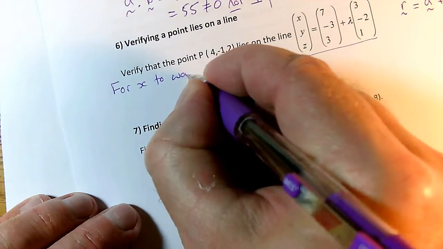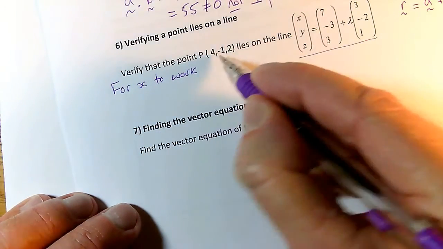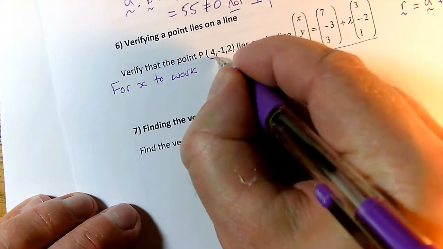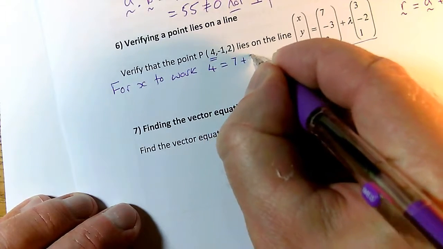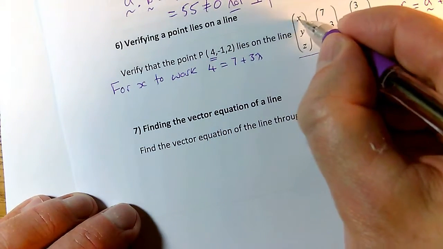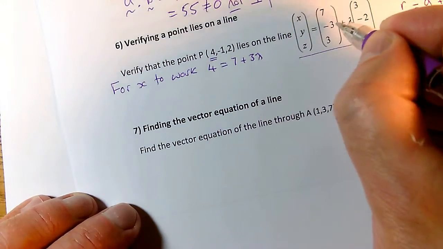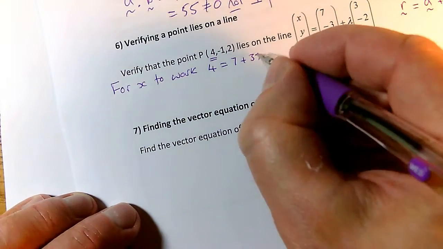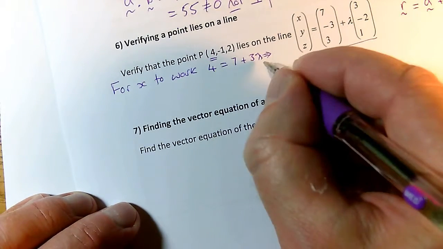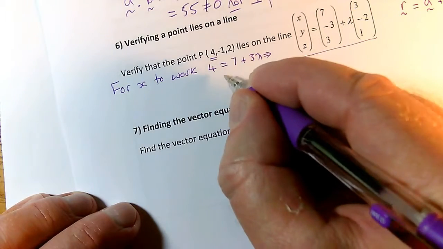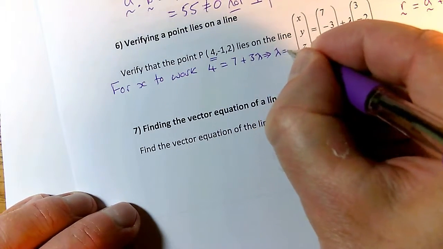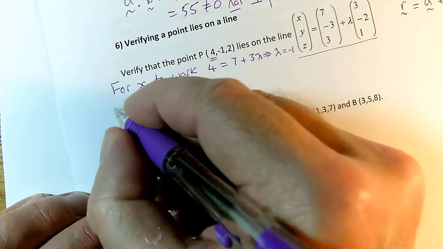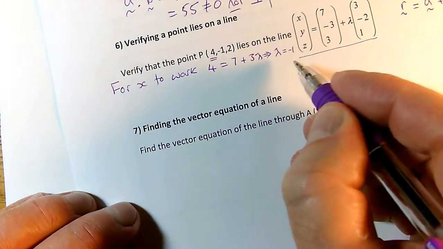So for x to work, I would need this x here, this 4 from the P, to equal 7 plus 3 lambda. I'm just looking at the x bits. x equals 7 plus 3 lambda. And that means that, solving this easy equation for lambda, 3 lambda would have to be minus 4, so lambda would have to equal minus 1.